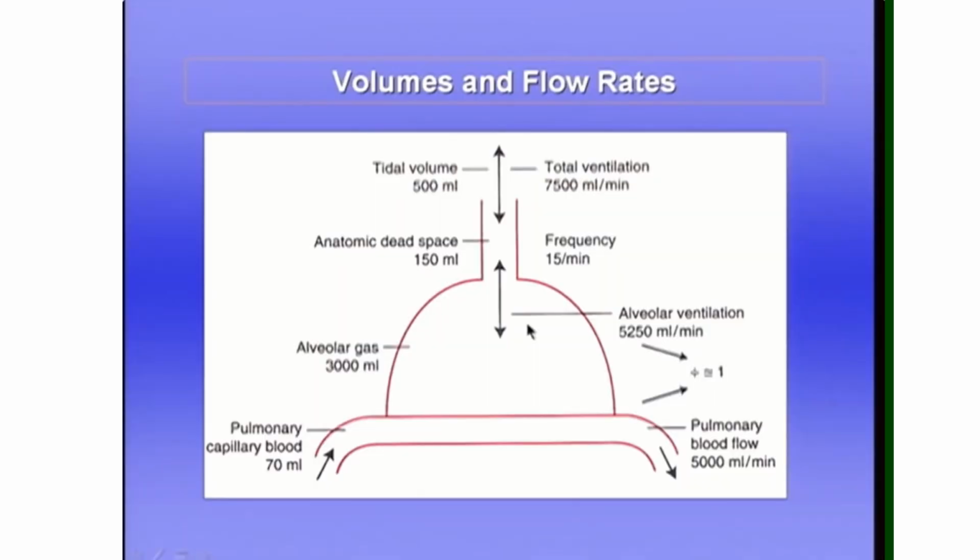In spite of the disparity between the volumes of the alveolar gas and the capillary blood at any instant in time, the volumes reaching the blood-gas barrier per minute on the gas side and the blood side are approximately the same. In other words, the ratio of alveolar ventilation to pulmonary blood flow is about 1. And we're going to hear much more about the ventilation-perfusion ratio in due course.